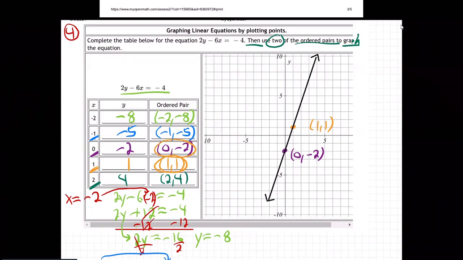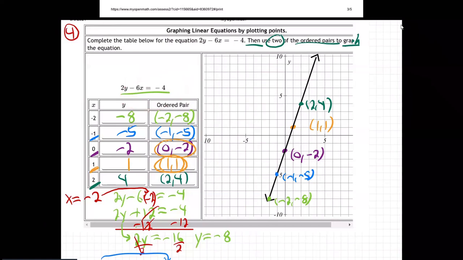And by the way, you might notice that the other points are on there also. Like the one back 1 down 5 is right here, and back 2 down 8 is right there. They're all on the line, really. And the other one that I got, which was (2, 4). I just used 2 of them to make the line, but they're all on the line because they all make the equation true.